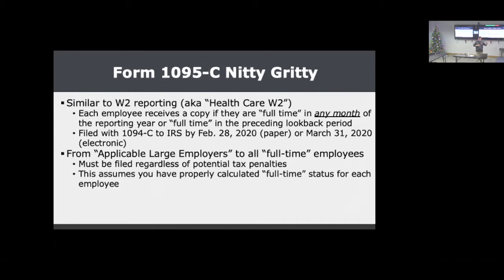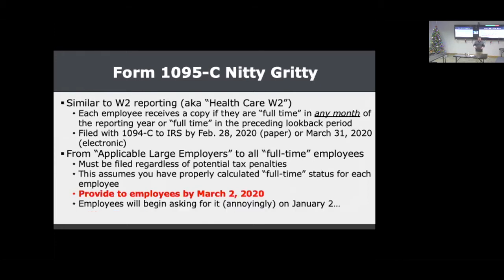So we need to, again, just make sure to assess whether the employee is rightfully getting that form in the first place. Your deadline to get it to the employees, March 2nd. Again, notice that's different than the deadline of when you have to submit the 1095s and the 1094 to the government. That's March 31st if it's electronically.